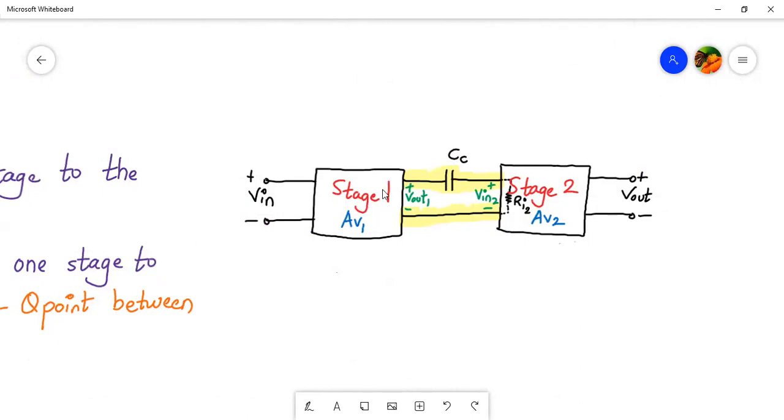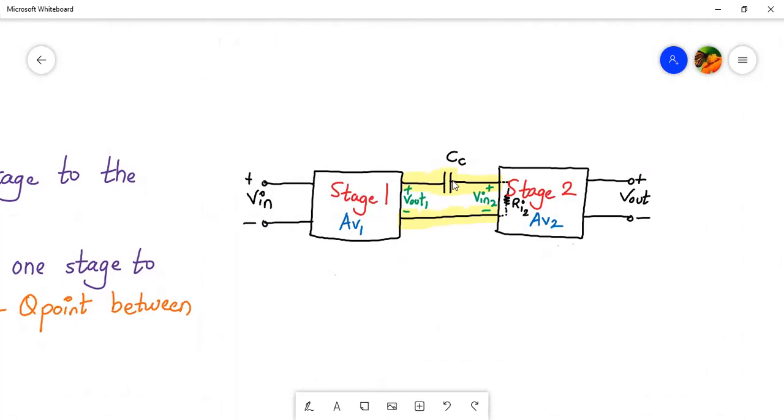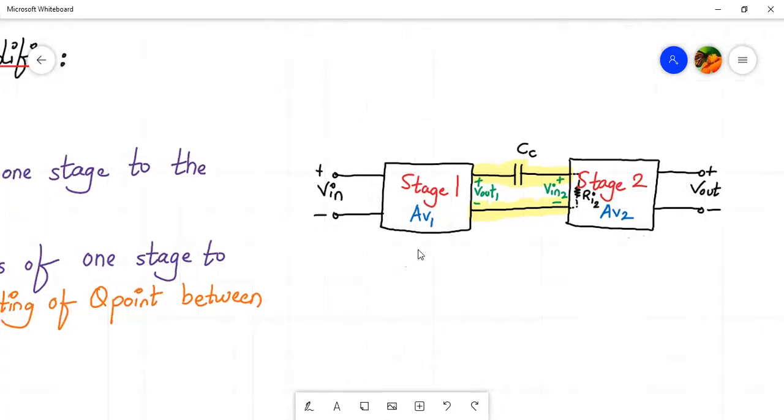Let's say this is my stage one and this is my stage two. We can directly connect them with a wire, so the output of the first stage is connected to the input of the second stage directly. Or we can connect it with a capacitor. When we connect a capacitor, the Q point of the first stage and the second stage will remain isolated, because we have an RC coupling here. Here we have CC, and here we have the input resistance of the second stage. This forms RC coupling, which will prevent the Q point of the first stage from affecting the Q point of the second stage. So the coupling mechanism means how we connect the first stage to the second stage, or the various stages in a cascade chain.